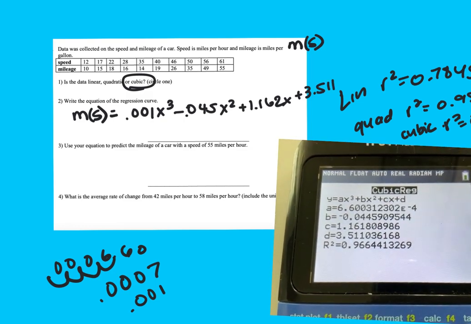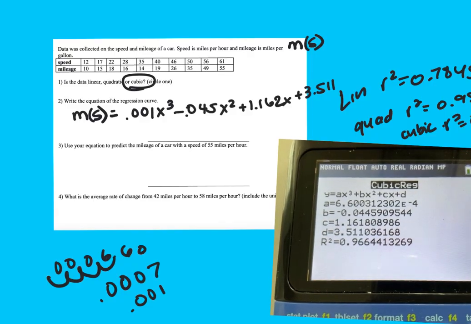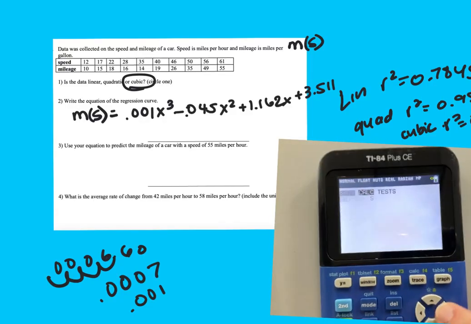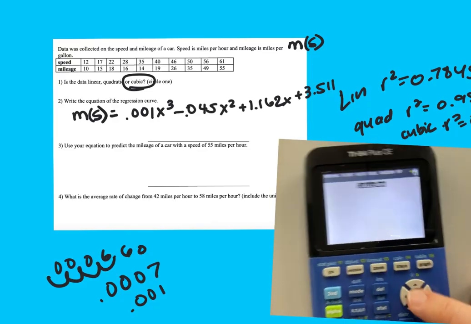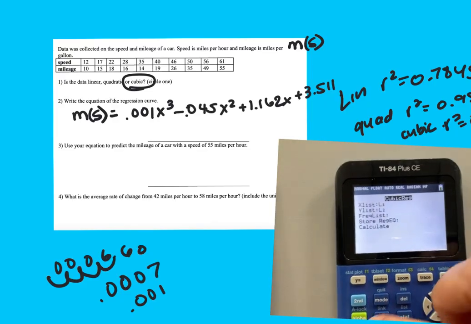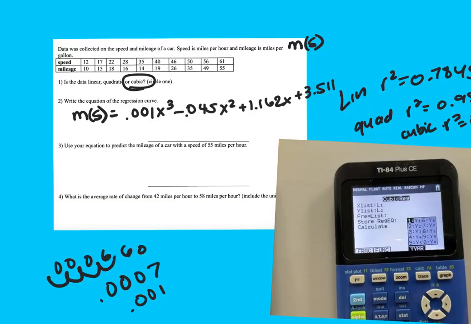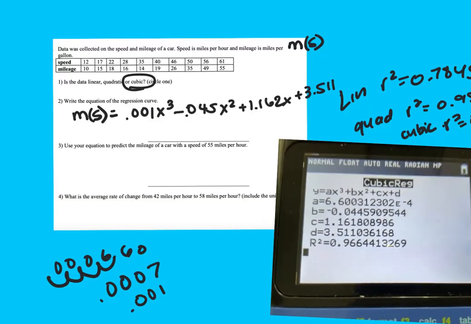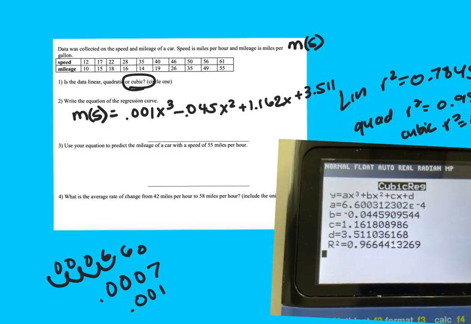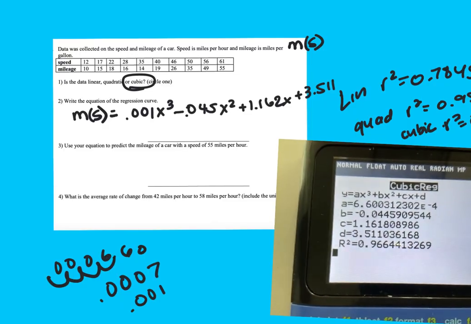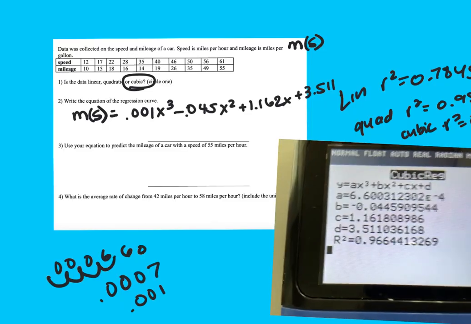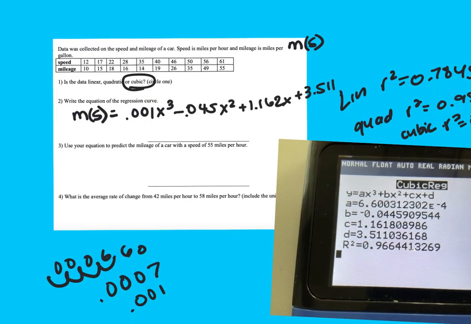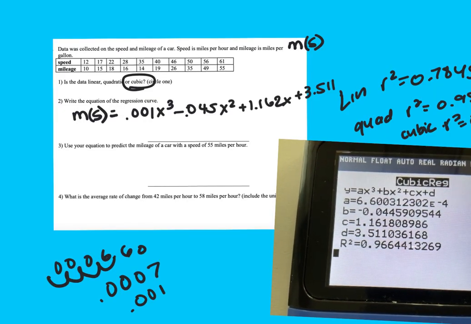Yes. Okay, then it's going to ask you to answer questions based on this. So we want to store that. So I'm going to run it again, and this time I'm going to store it. Cubic. I go down to where it says store, RegEQ, and I type in the y1. And now it stores that equation into y1. So what we don't want to do is use our rounded equation to answer questions because it's less accurate. What we do want to do is use the one that's stored in the calculator because it keeps all those decimals you don't see.